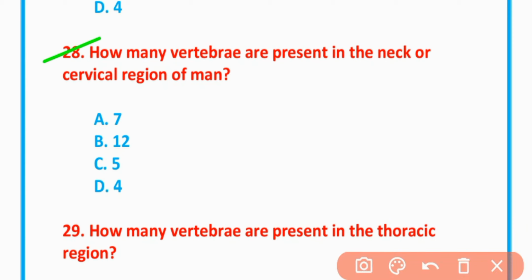MCQs number 28. How many vertebrae are present in neck or cervical region of man? 7. Correct option is A. 29. How many vertebrae are present in thoracic region? 12. Option B is correct. How many vertebrae are present in sacrum? 5. Option C.